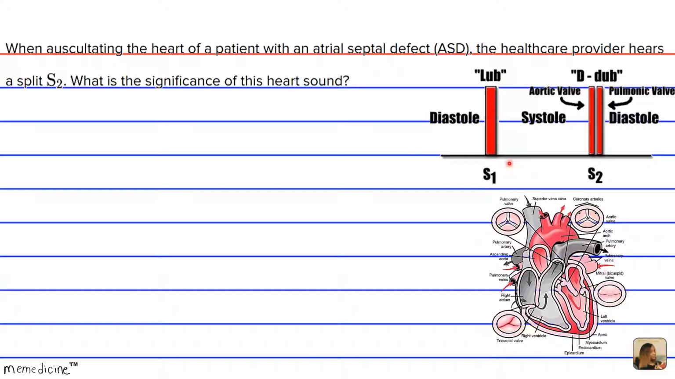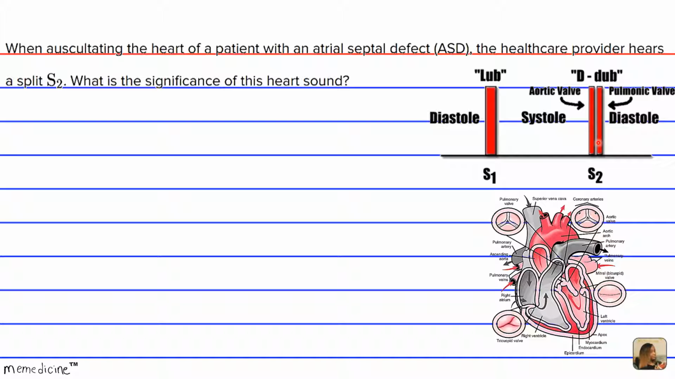An S1 sound that you hear upon auscultation is actually a lub noise. It's the diastole phase of the heartbeat when the heart muscles are relaxing and allowing the chambers to fill with blood, whereas the systole, the dub sound, is a phase of the heartbeat when the muscles of the heart contract and blood is pumped from the chambers, specifically the ventricles, into the arteries. Okay? All right. So in a split S2, these two lines would be further apart.